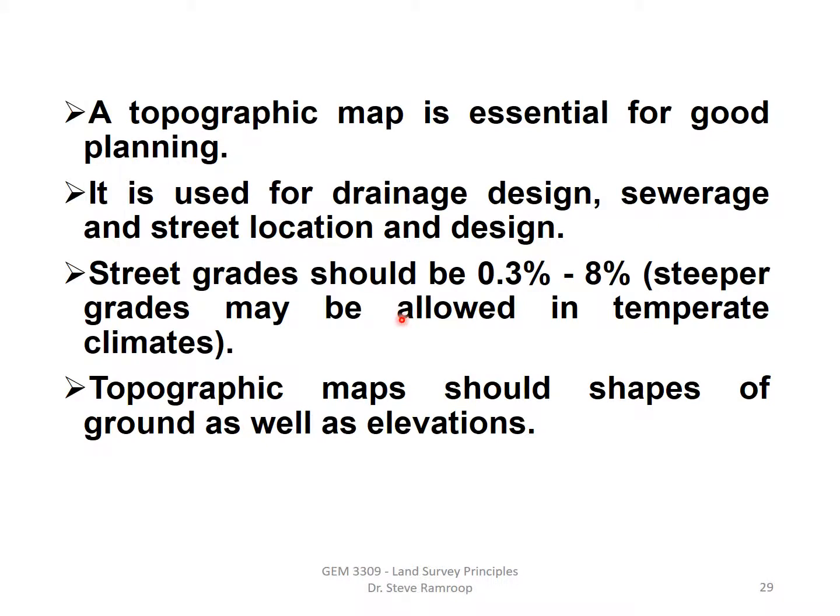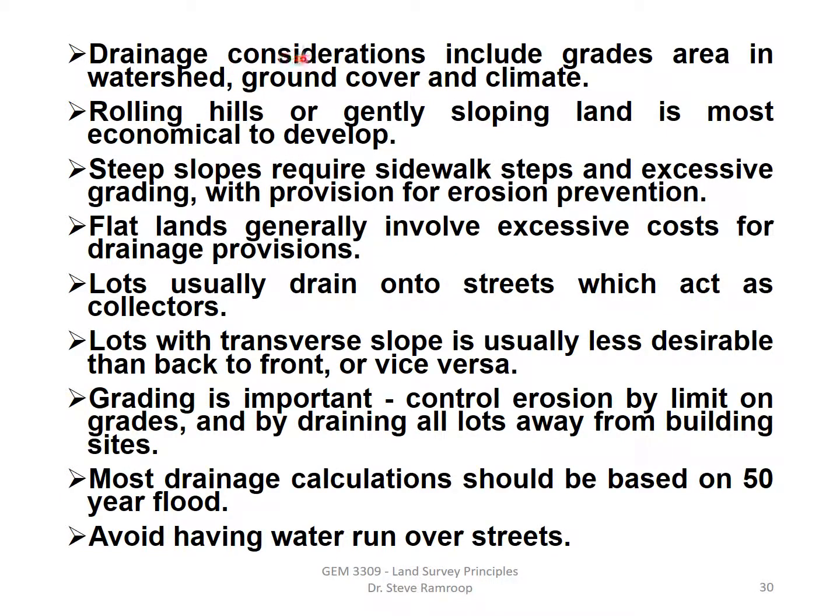Street grades need to be 0.3% to 8%. Steeper grades may be allowed in temperate climates. Topographic maps should conform to the shapes of the ground as well as the elevations. No drastic changes in elevations as well, because if you do change the natural terrain, it's going to affect other areas later on. Drainage considerations include grades, areas in watershed, ground cover, and climate. All of these are factors that influence the drainage.